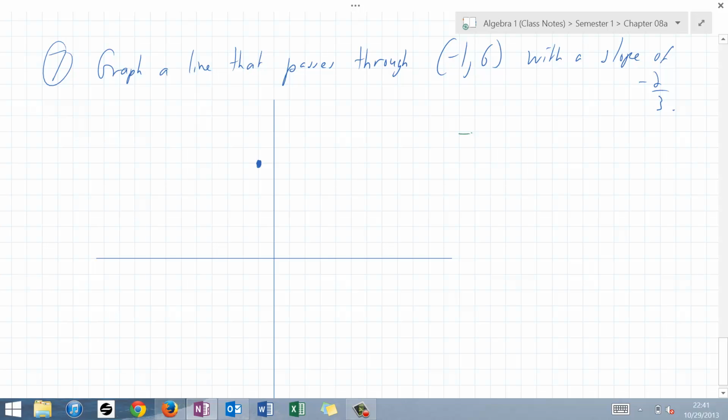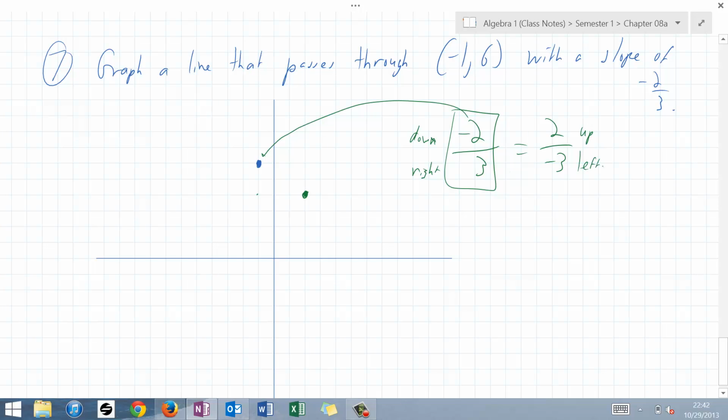If I think about what this means, this is negative 2 over 3, which is also equal to 2 over negative 3. If I look at negative 2 thirds like this, it's telling me to go down 2 and right 3. Down 2 and then right 3. And I'm going to put another point. I can make it very faint. I don't need to put it so dark, but I'm doing it so you can see this. This also means up 2 and then left 3, which is the opposite direction, but it's the same slope.